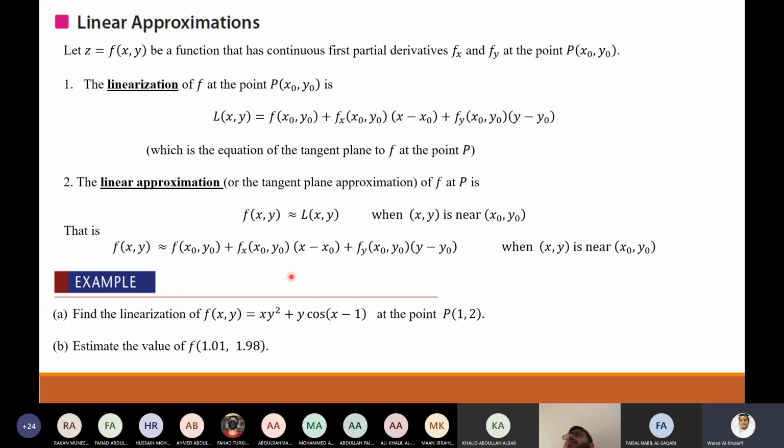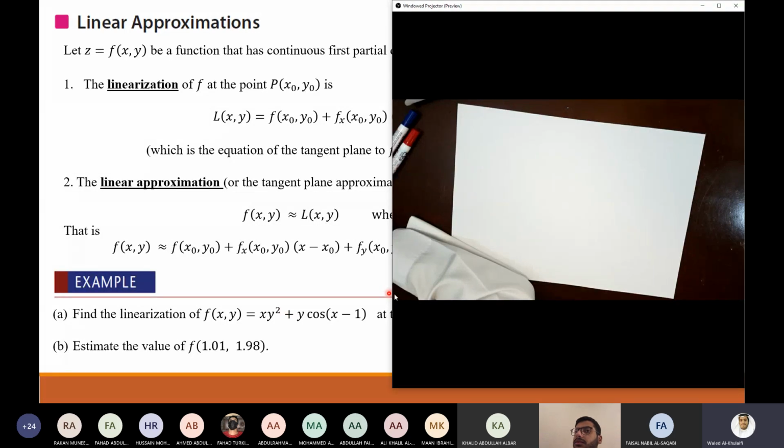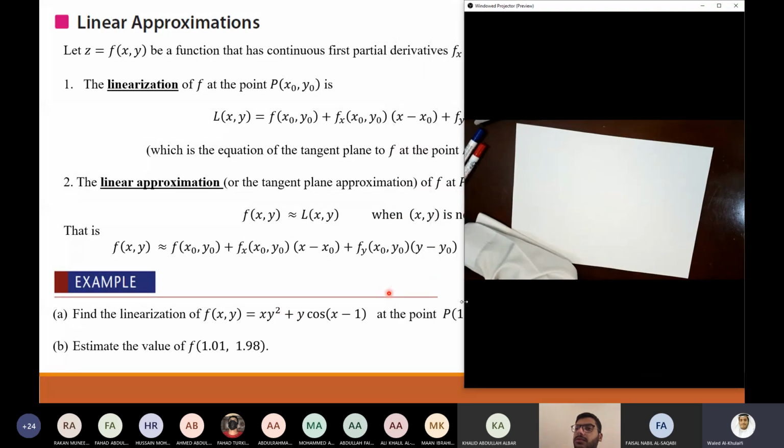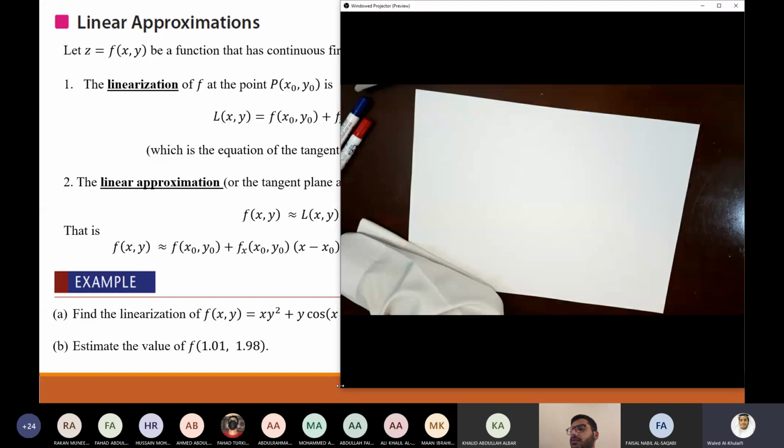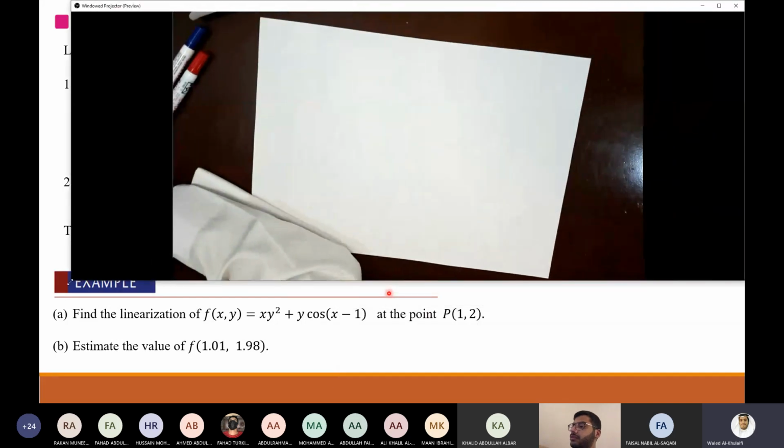Okay, so here it says find the linearization of the function f(x, y) given this way at the point (1, 2), and estimate the value of this function f at (1.01, 1.98). Now imagine you're taking these numbers and substituting here. It will get stuck, unless you are using a calculator, that's something else.